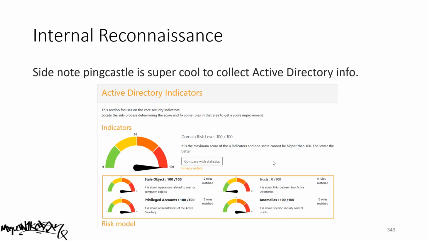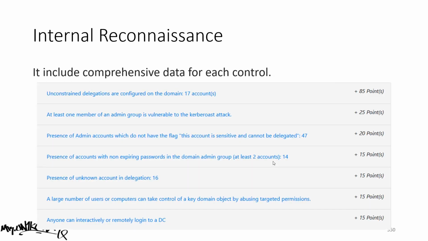To me, it's the useful version of BloodHound, in the sense that you'll get everything in a nice UI, so you don't have to make your own query. It pretty much did all the queries for you, and it even comes with a nice HTML output that you can easily read. So this is an example of what you'll get.